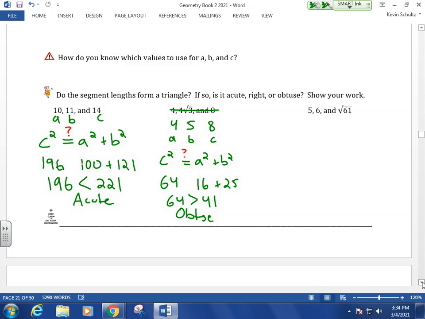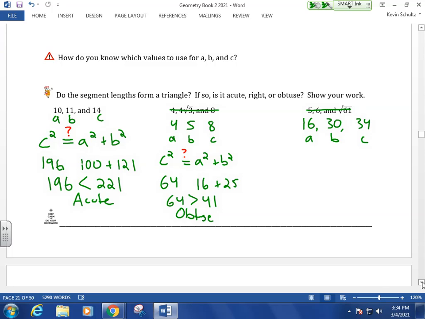Similar start with this last one. We're going to cross out 5, 6, and root 61, and we're going to use 16, 30, and 34. If you haven't had to use your calculator yet, you want to go ahead and square these things. So we have our A, B, and C again. They are given to you in order.